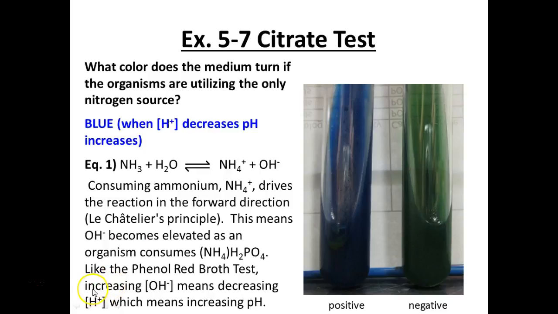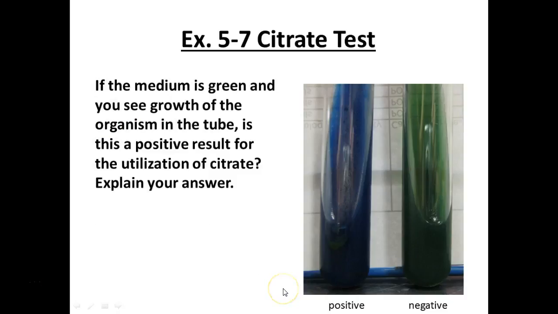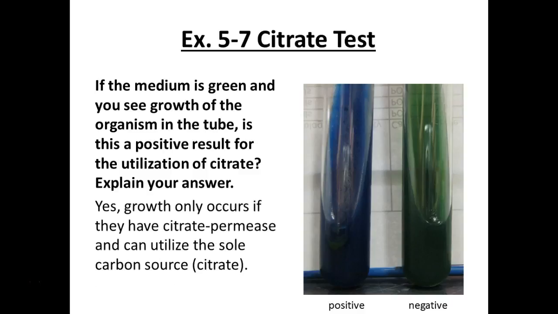Like the phenol red test, when you have decreasing hydrogen ions, this means that you have an increasing pH, which is a different color change for phenol red, because that's a different pH indicator. In that case, it turns that pink magenta color. If the media is green and you see growth of the organism in the tube, is this a positive result for the utilization of citrate? If you truly see growth, yes. If it truly is growth. But again, be careful.